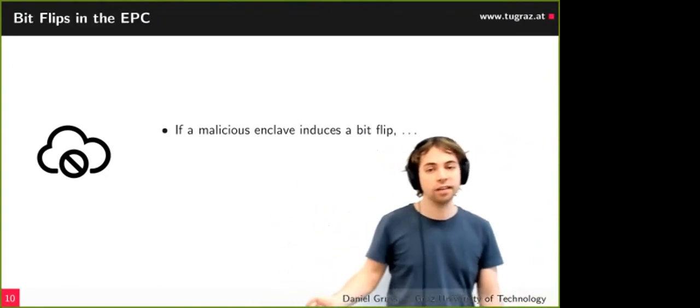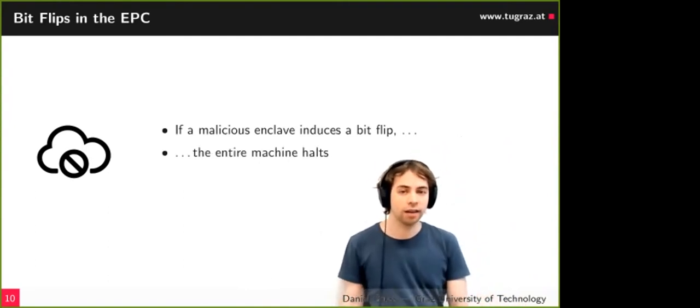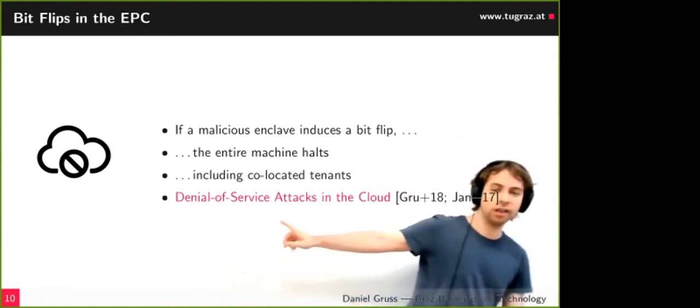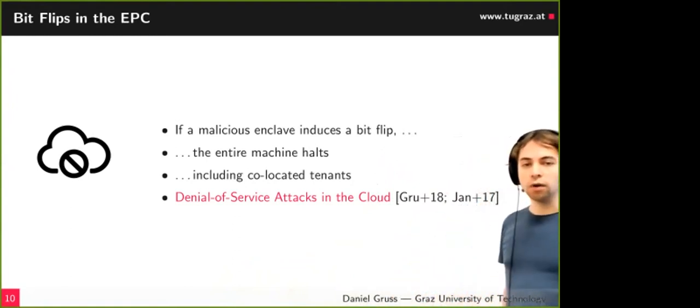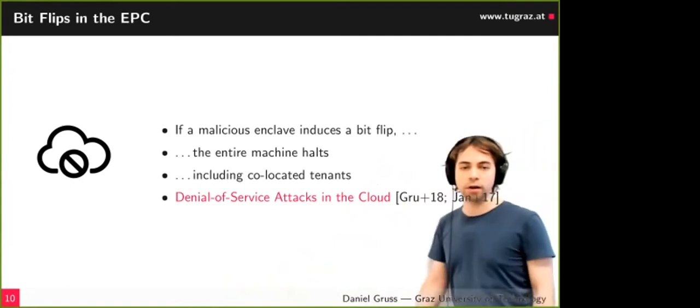So if a malicious enclave intentionally induces a bit flip in this region, the entire machine halts, including co-located tenants in the cloud. And this is a very cheap denial of service attack in the cloud. We published that in 2018. This was concurrent work with a paper by Young et al.